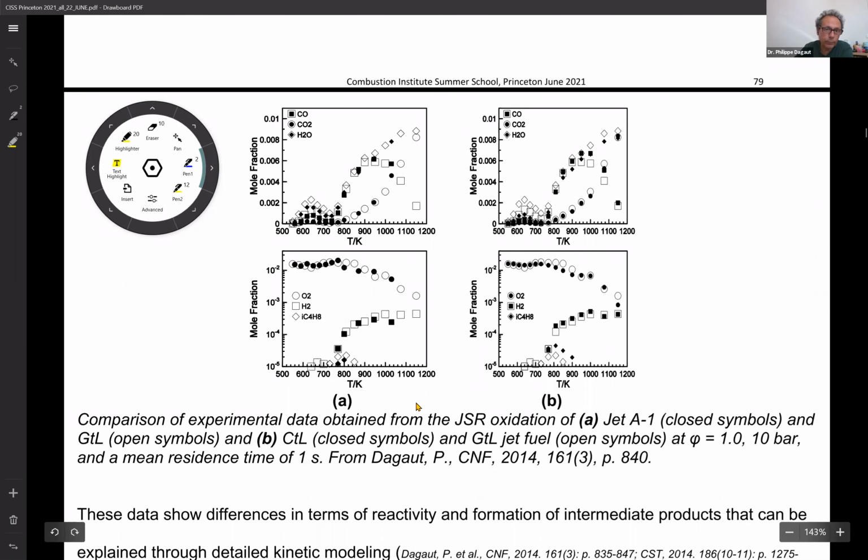And we observe the consumption of molecular oxygen here, and the formation of different intermediates or products, so the formation of CO here. And you can see that the profiles are very similar. The formation of water, again, very similar, and that of CO2. And here it's the formation of hydrogen and the intermediate formation of isobutylene.